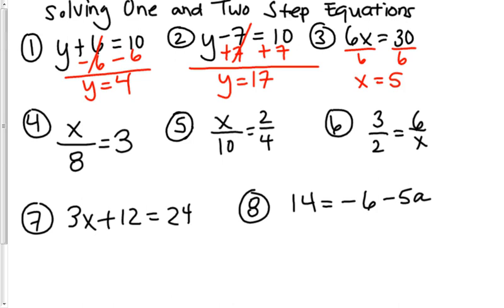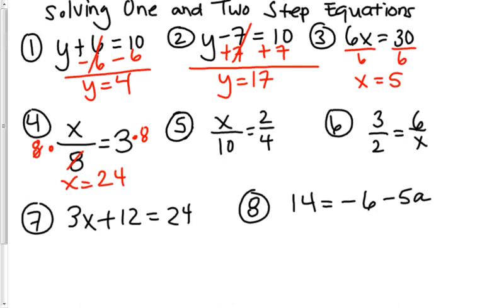So x equals 5. The next one, number 4, we have x divided by 8 equals 3. So what number, when you divide by 8, will give you 3? So right now, it is dividing by 8, so the opposite operation would be multiplying by 8 on both sides. So 8 divided by 8 will leave you with 1. And so we have x equals 3 times 8, which is 24. So when you divide 24 by 8, you should get 3, which you do.